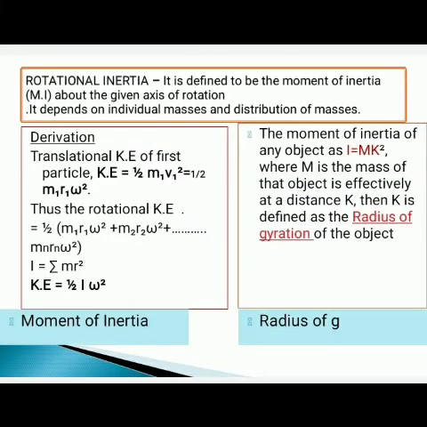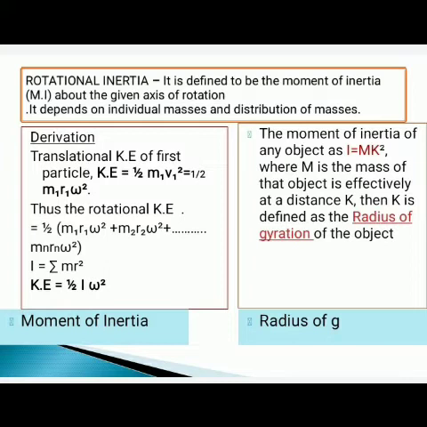Let's move on to what you understand by rotational inertia. Rotational inertia is defined to be the moment of inertia about the given axis of rotation. It basically depends on individual masses and the distribution of masses.